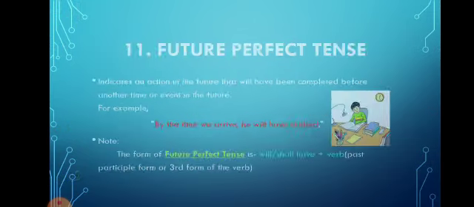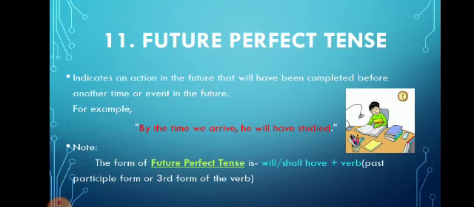Okay, let's move to the next one, future perfect tense. Most of the time, it reveals an imagination, not taking place in reality, only in the imagination. It indicates an action in the future that will have been completed before another time or into the future. By the time we arrive, he will have studied, he will have gone, he will have understood. See? The things are not sure.